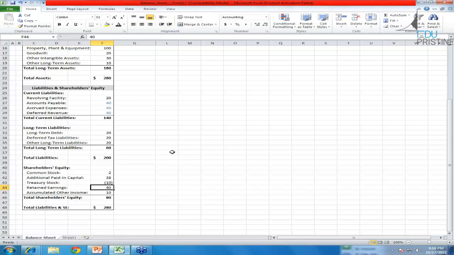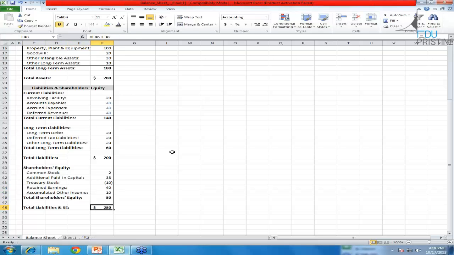So what you see here is this number will grow over time so long as the company is generating positive profit and is still able to retain some money from that profit after paying dividends to its equity holders.